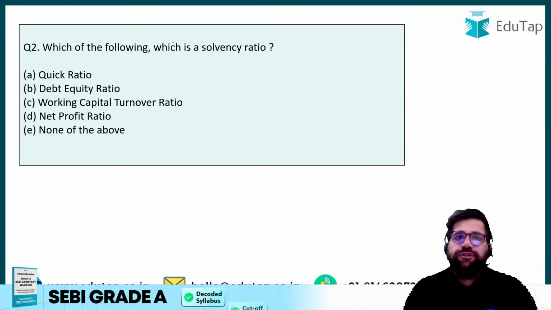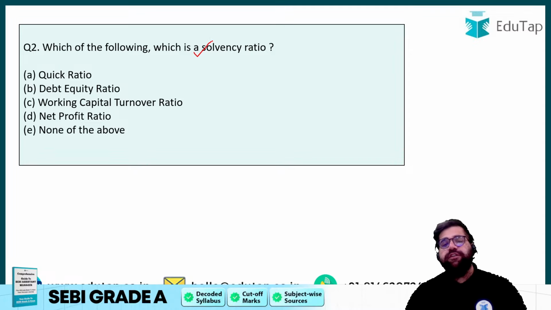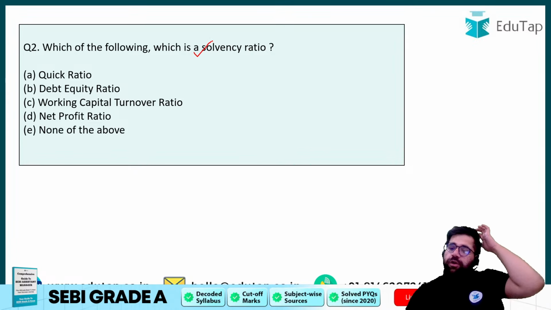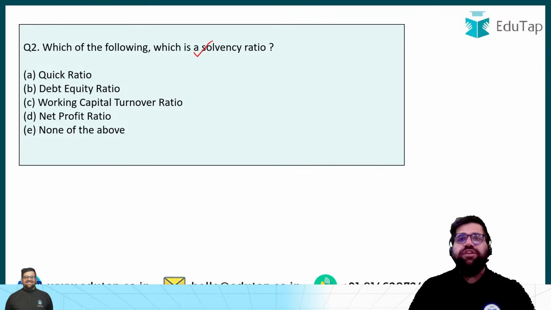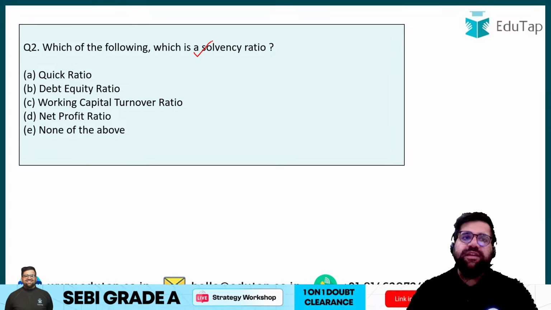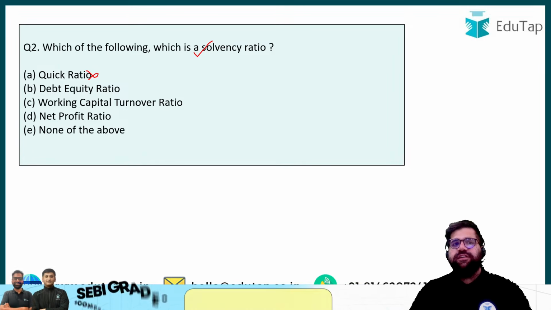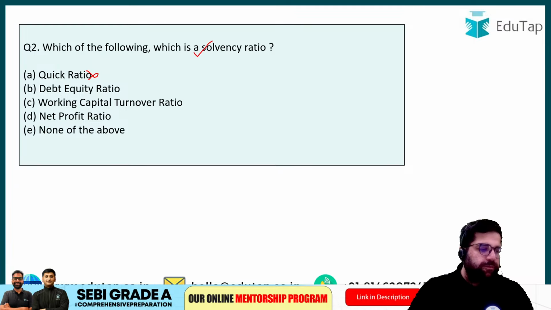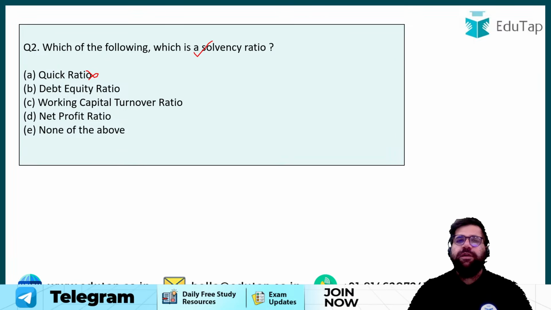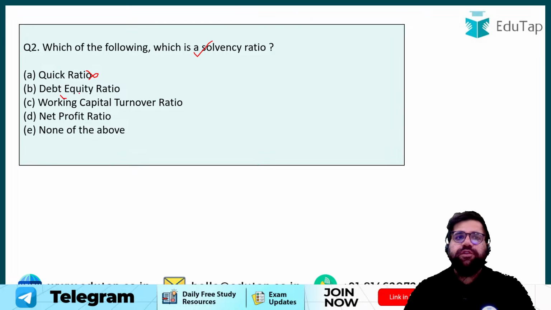Second, which of the following is a solvency ratio? Solvency basically tests how leveraged you are in terms of debt or in terms of equity. Is quick ratio a solvency ratio? The answer is no. Quick ratio is basically showing you liquidity, which is not solvency. It might show you short-term liquidity, but not long-term solvency. Yes, debt to equity is a solvency ratio because in debt to equity you have total debt divided by equity.